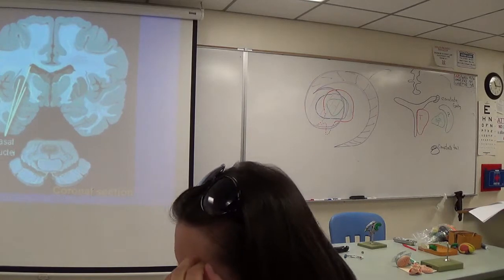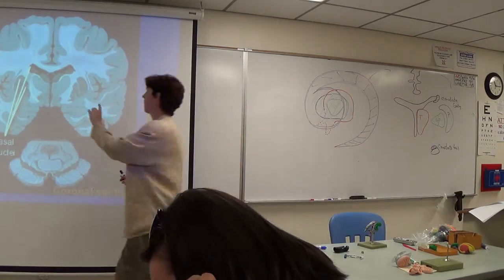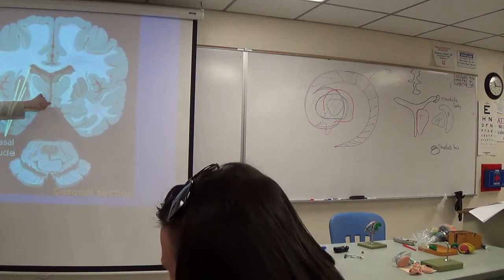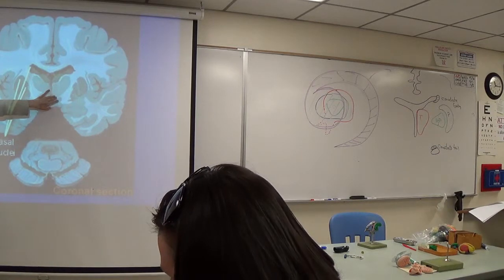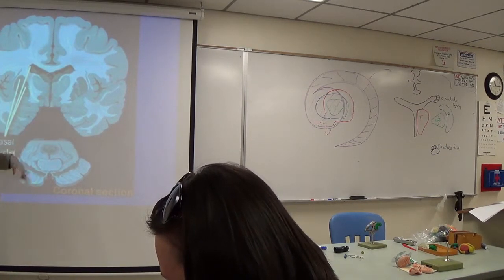So this is an MRI. Very similar pattern. Lateral ventricle, third ventricle, thalamus and hypothalamus, putamen and globus pallidus. It's hard to see the body and the tail in this view.